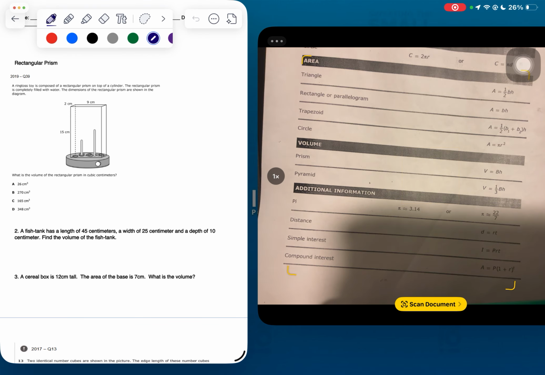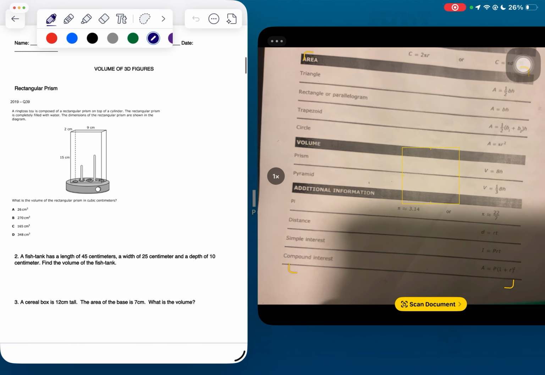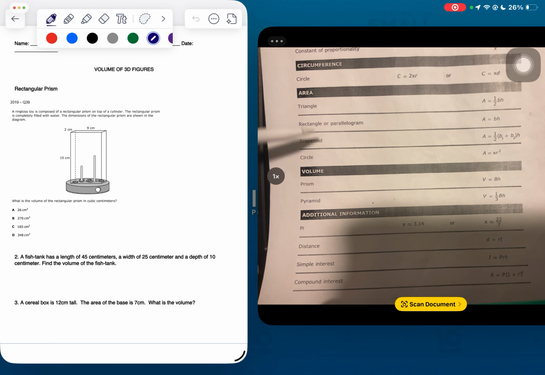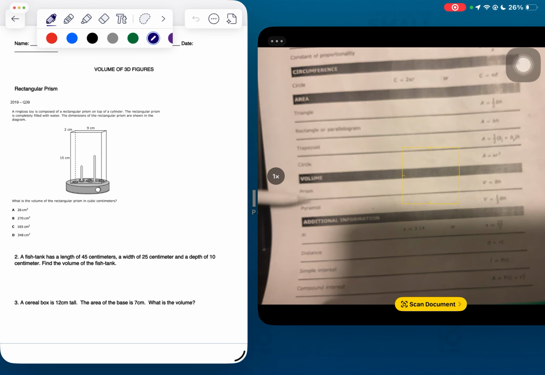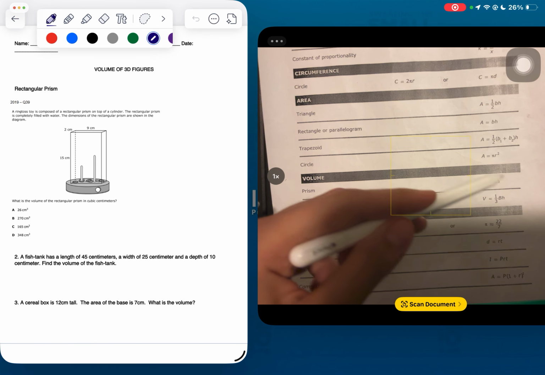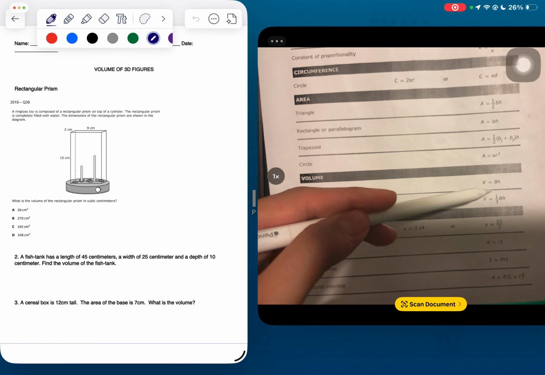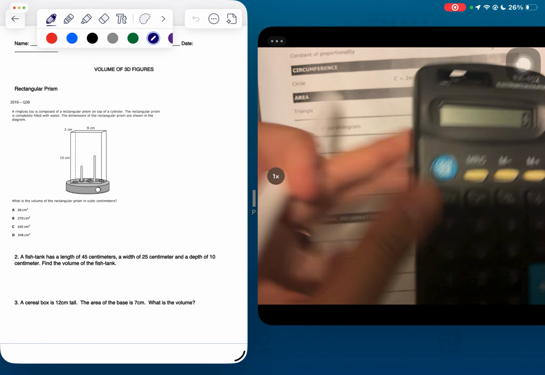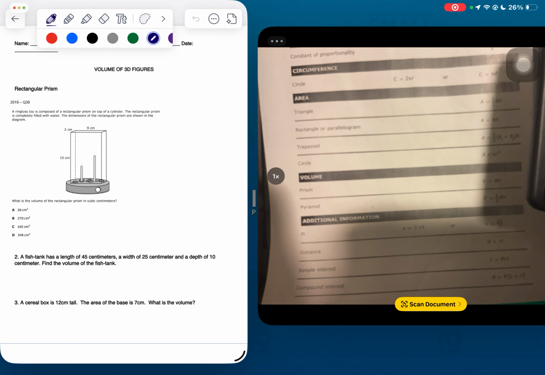Hi guys. So today we're going to be working on volume of 3D figures. I want you to learn how to do this because this is going to be an easy problem to solve on the test, because you have your two formulas on the reference sheet, and I know you also get your calculator. So these are going to be very helpful for us.